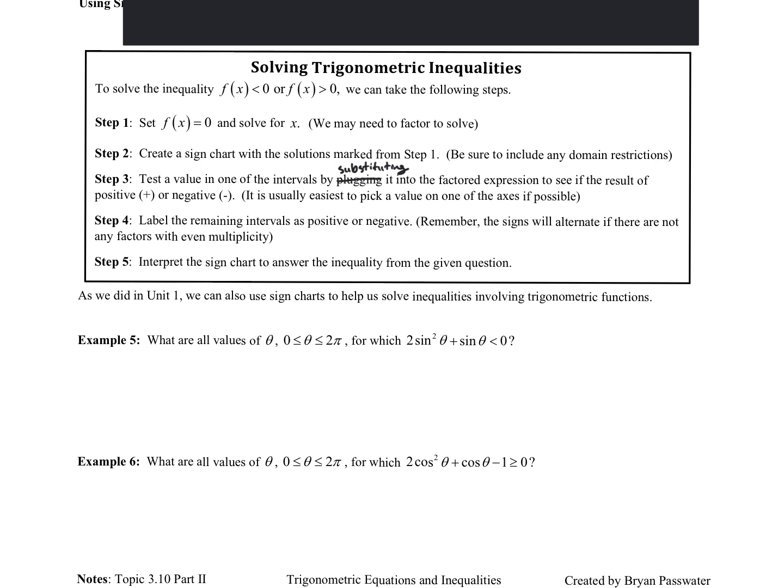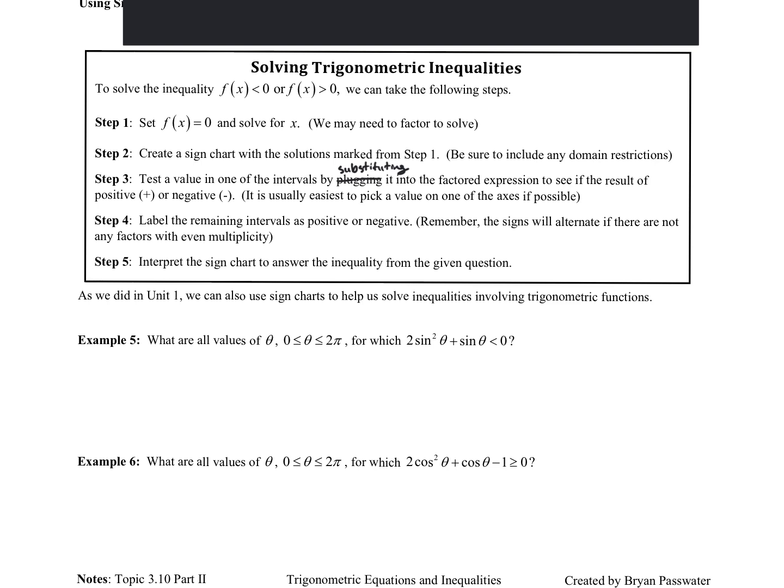Good. Step 3, test a value in one of the intervals by substituting it into the factored expression to see if the result is positive or negative. It is usually easiest to pick a value on one of the axes. All right, so if we can pick one thing on the axes, it's going to be a lot easier to work with. All right, keep going.